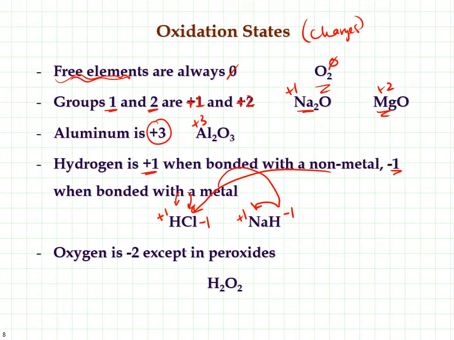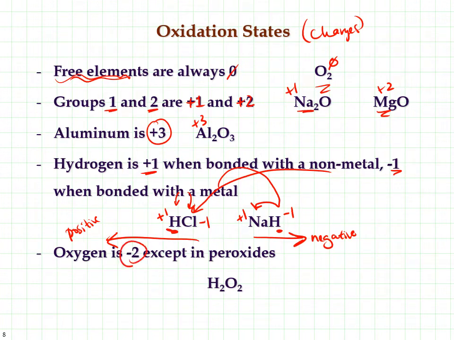Most of the time, not all the time, but most of the time, the species more to the right is more likely to be negative, and the species more to the left is more likely to be positive. So hydrogen on the left is more likely positive, hydrogen on the right is more likely negative. Most of the time, there are definitely exceptions to that.